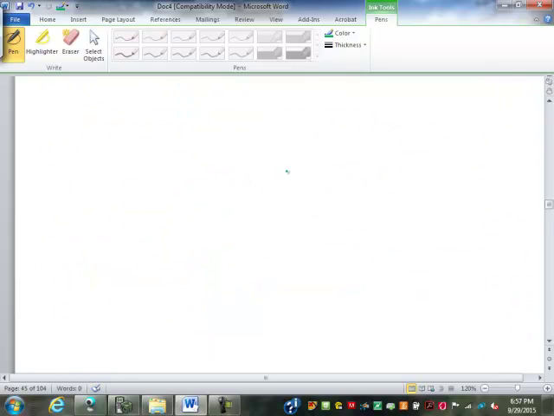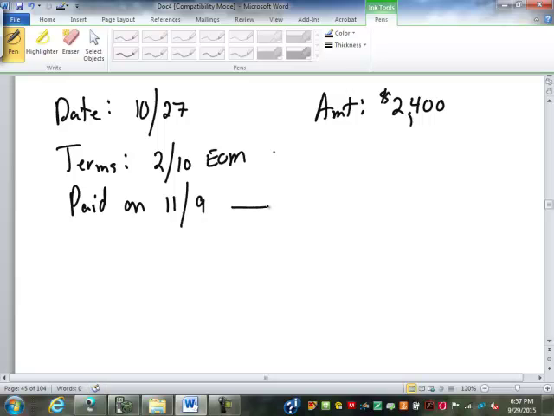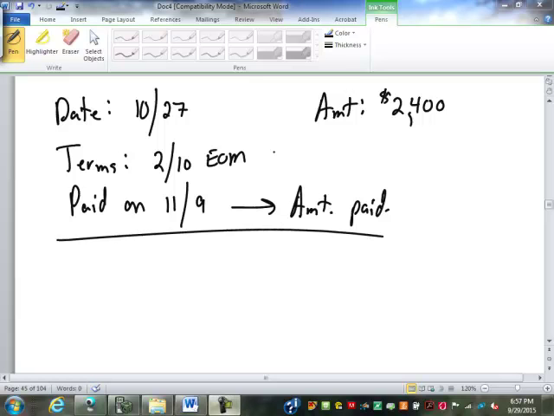So let's take a peek. Let's do an example here. So the invoice date is October 27th. The amount is $2,400. Terms 2/10 EOM. Paid on November 9th. Find the amount paid. I'll have you look at that. Try that in your notes quick and we'll look at it.